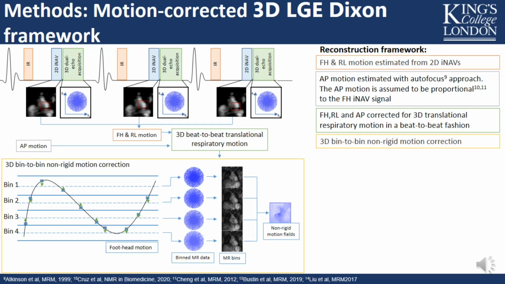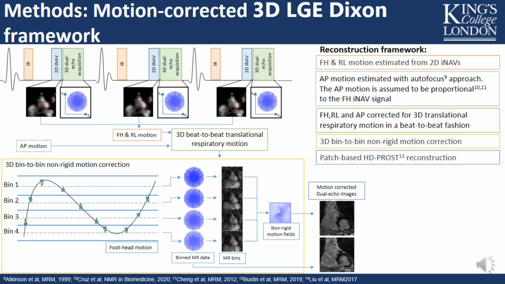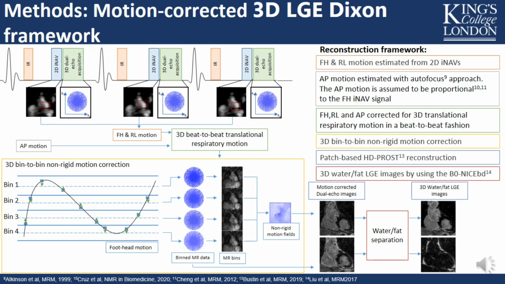3D deformation fields are estimated using non-rigid image registration of the respiratory resolved bin images and incorporated into the motion-compensated reconstruction with patch-based low-rank regularization to produce motion-free images. The dual echo images are used to generate undersampled motion-compensated water-fat LGE images.